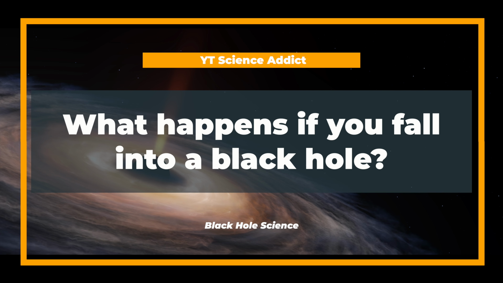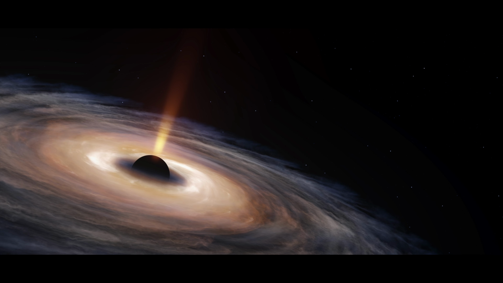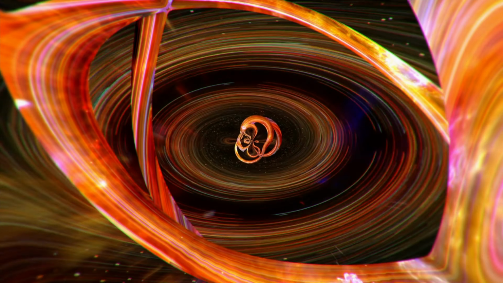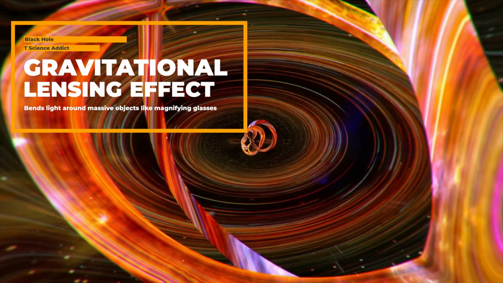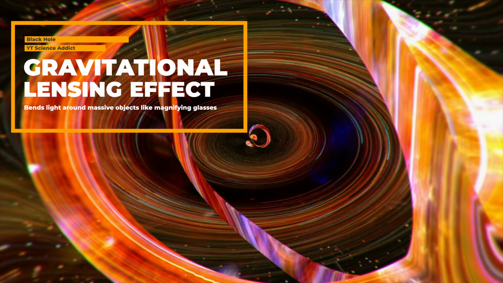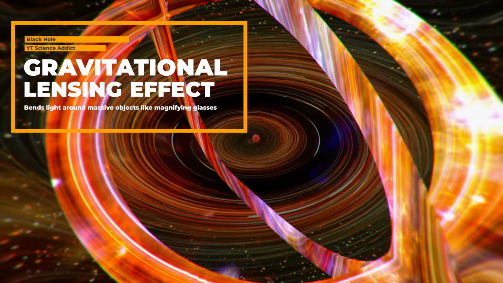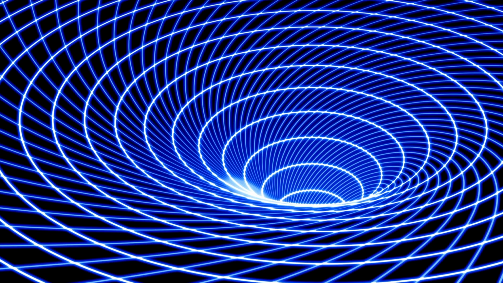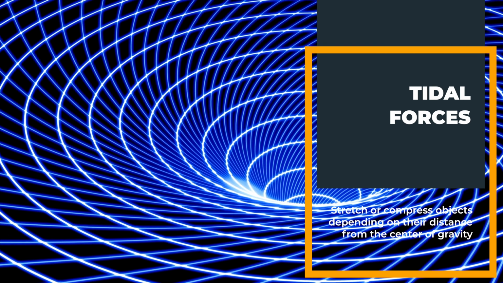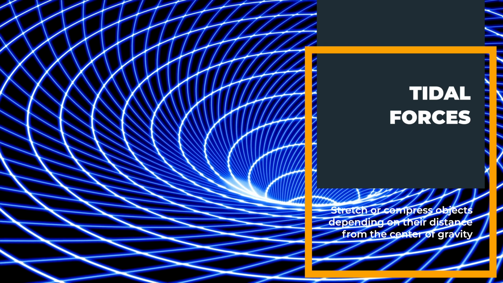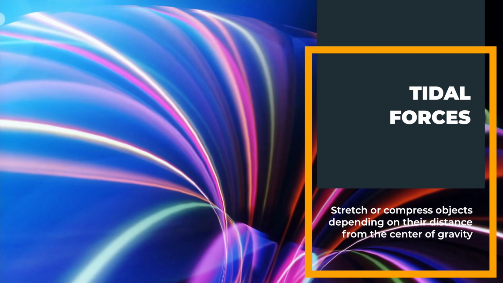If you ever get close to a black hole, which we do not recommend, you will experience some strange effects due to its extreme gravity. Firstly, you will see the environment distorted by the gravitational lensing effect, which bends light around massive objects like magnifying glasses. Secondly, you will feel tidal forces that stretch or compress objects depending on their distance from the center of gravity, like tides on Earth caused by the gravity of the Moon.